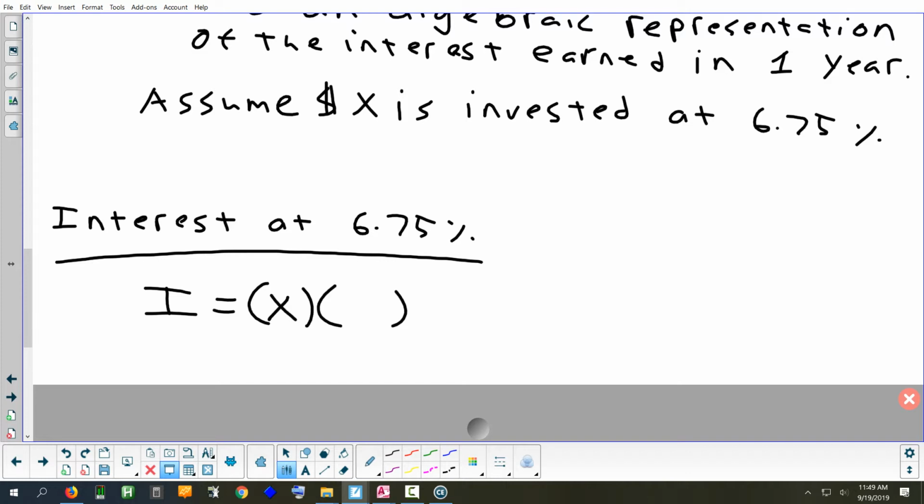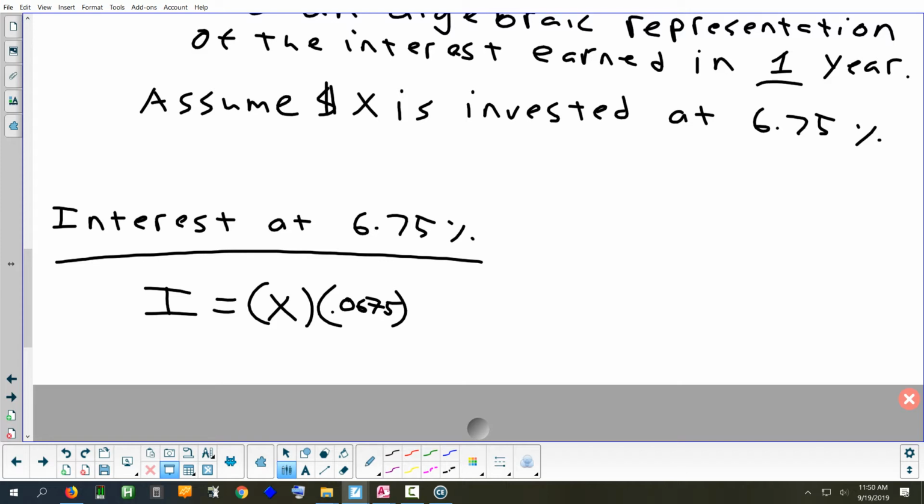The next thing in the interest formula, after P, what letter comes next? R. 6.75. So what's my rate here? Yep. 0.0675. It's got to be a decimal. And what's the last thing you need? Time. T. So it would just be times 1.